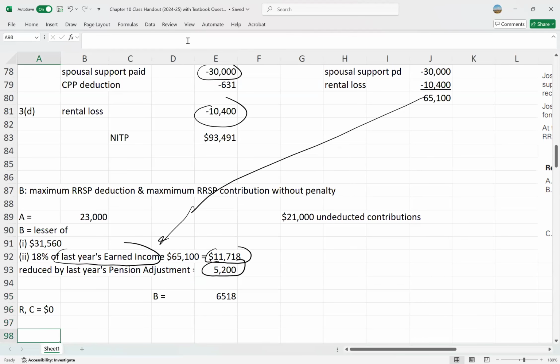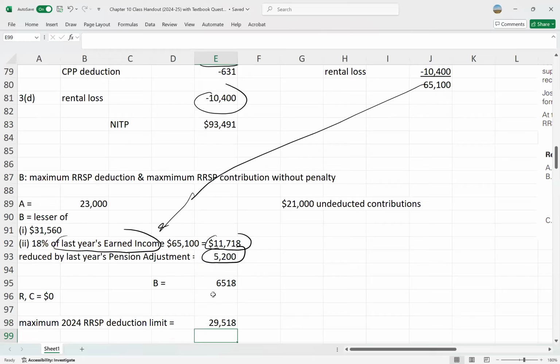But if we work through the math, the maximum 2024 RRSP deduction limit, basically the A plus B, 23,000 plus the 6,518, we're going to get 29,518.